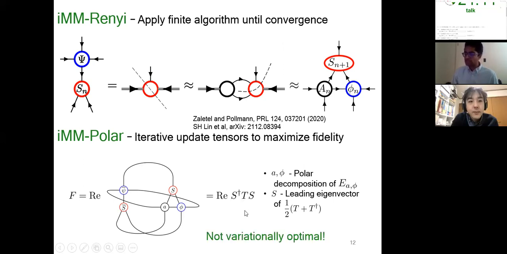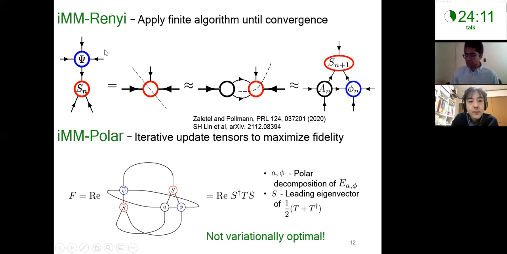And I'd like to note that this is not variationally optimal, because ideally what we'd like is to find the leading eigenvector of the transfer matrix and not the Hermitian part of the transfer matrix. But I'll note a little bit later on that the fact that this I-Moses move polar algorithm is not variationally optimal has not proved to be a major impediment to our work, as the results are still quite reasonable. And in fact, using a variationally optimal method didn't improve considerably.